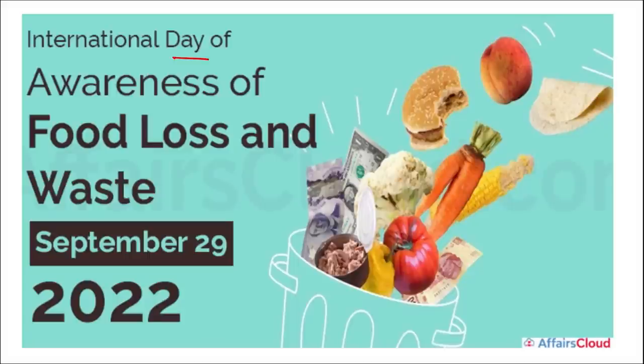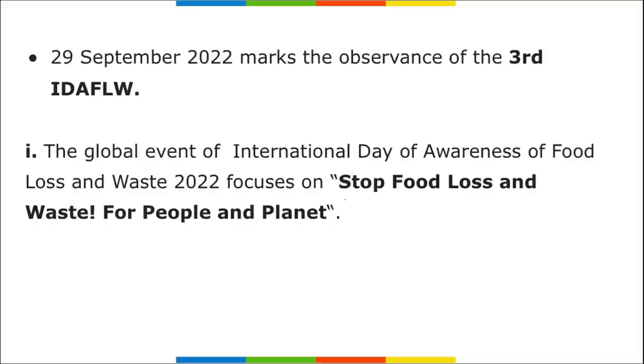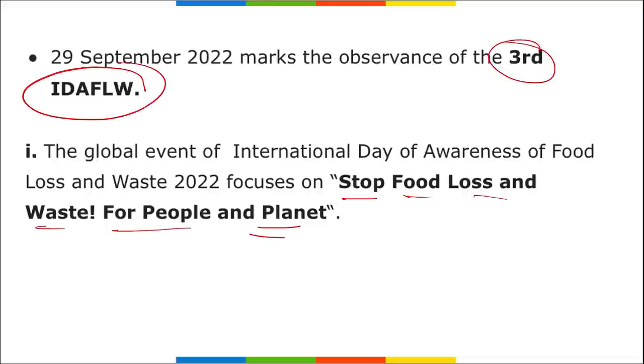Next, the International Day of Awareness of Food Loss and Waste is also observed on 29th of September. Here, the theme you need to remember is Stop Food Loss and Waste for People and Planet, and it was the third edition of the International Day of Awareness of Food Loss and Waste.